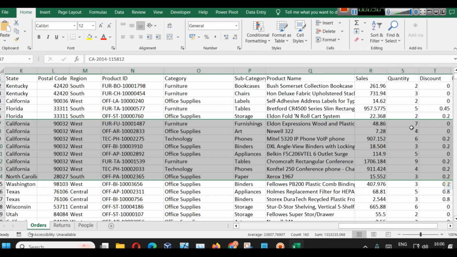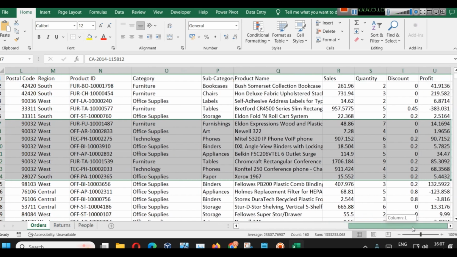Then how much quantity did we order of each product? For example, we ordered Eldon Expression Wood and plastic something, so this particular user ordered 7 of them. Did the company give them any discount? Yes or no, it is given there. And how much profit did the company make after this sale? It is given there, right?